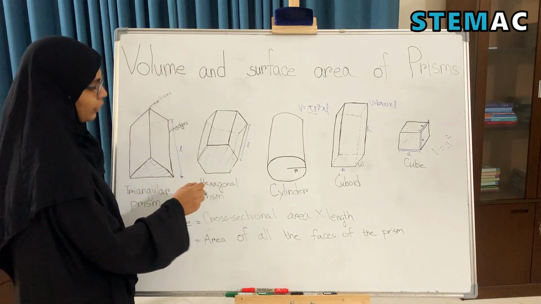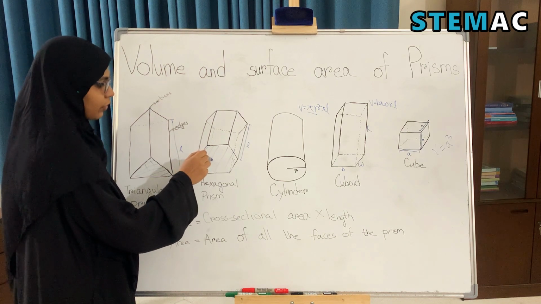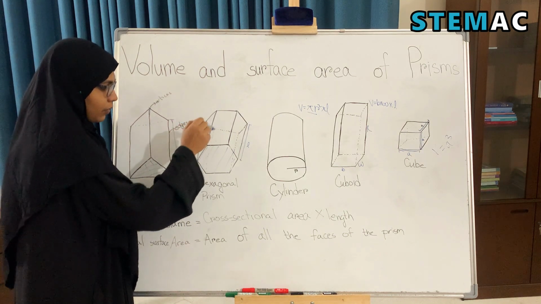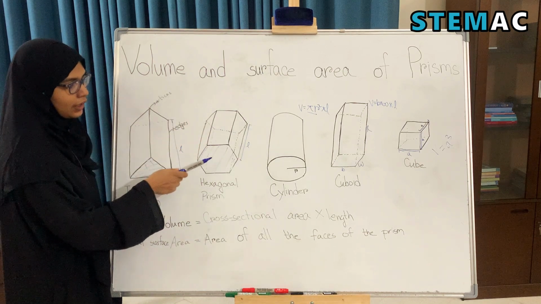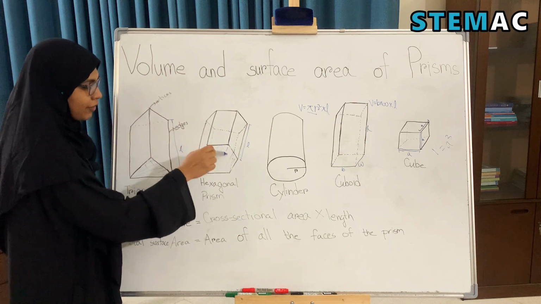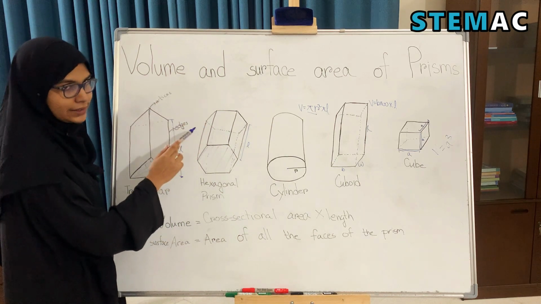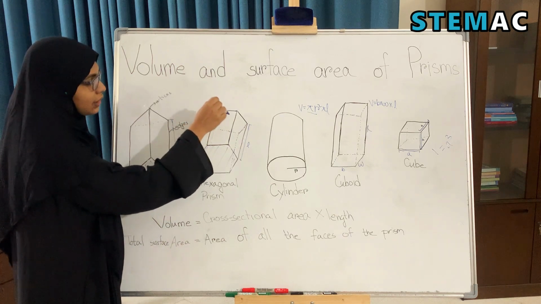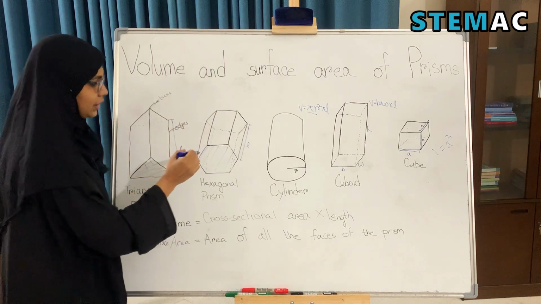Same for a hexagonal prism. You need the area of the hexagon both at the front and the back, and these 2 areas are the same. So area of hexagon plus area of hexagon plus there would be 6 faces of rectangle. So you need the area of those 6 rectangles.